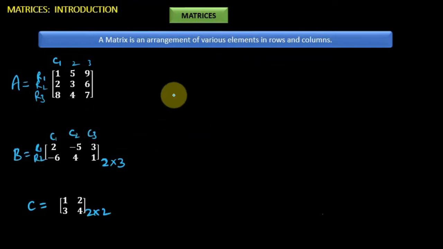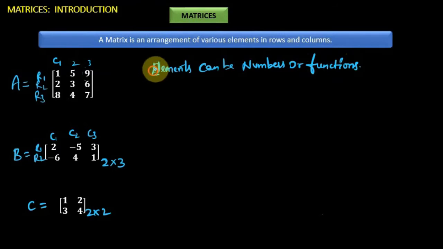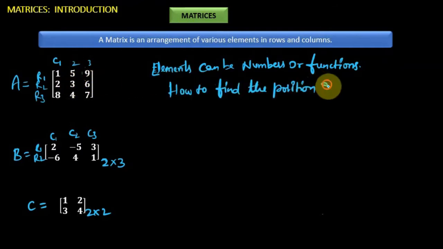Now we will see about these elements. I said a matrix is an arrangement of various elements. These are all the elements of the matrix: 1, 5, 9, 2, 3, 6, 8, 4, 7. These are all the elements of the given matrix A. These elements inside the matrix can be either numbers or functions. Now, how can we find the position of these elements?